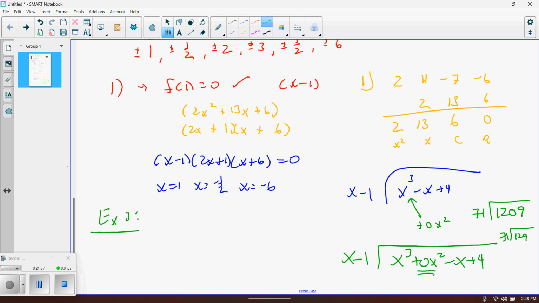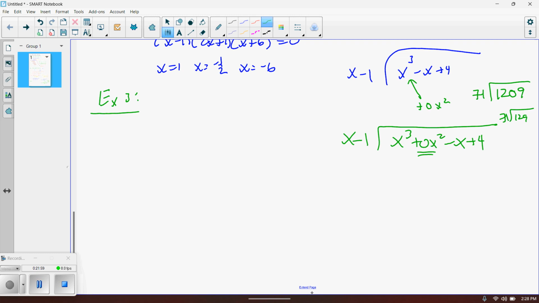All right, so let's go ahead and do example 3. This will not happen for example 3. I just wanted to bring that up just in case you see this. So f of x in example 3 here is going to be x to the 5th minus 7x to the 4th plus 19x cubed minus 37x squared plus 60x minus 36.